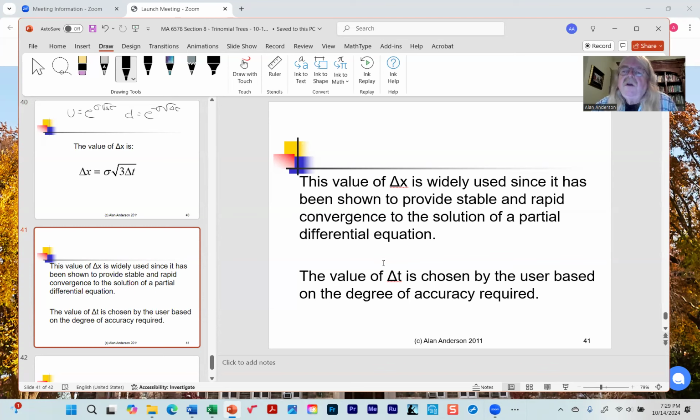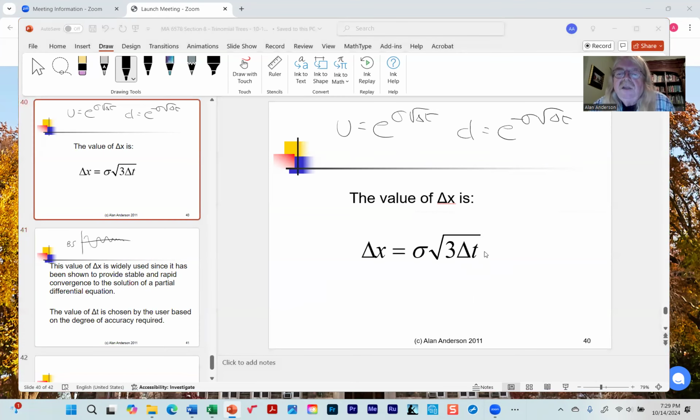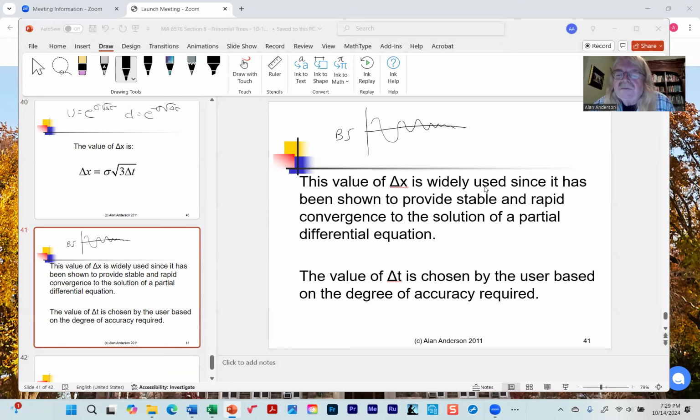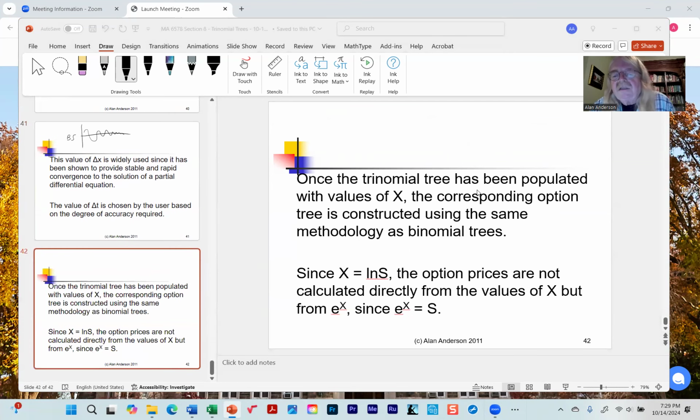So what are we after? We know that if we keep increasing the number of time steps, we're hoping that it'll replicate the Black-Scholes model pretty quickly. And so Boyle found that if we used this value, it works very well. The number of time steps, that's up to us. So at the end, you'll have an option price, which is actually based on the log. And then we have to work it out by taking the exponential, and we'll have our result.